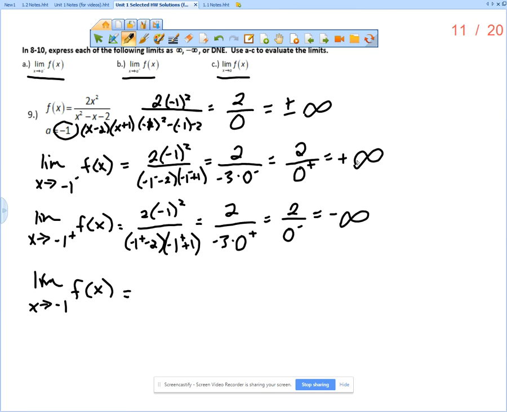Now, the overall limit. Of course, these two things are not equal, so the only thing we could say here is does not exist.